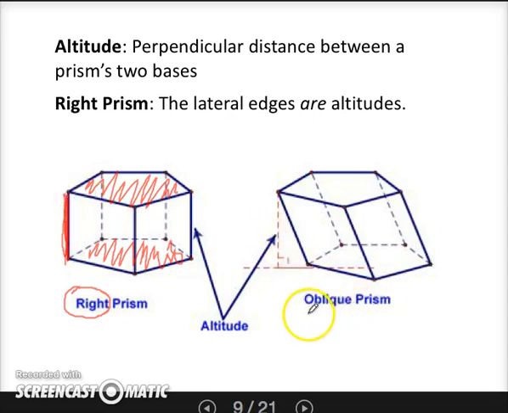The other kind of prism is an oblique prism. That's a prism that's kind of squished over to the side like this. And it's not true in an oblique prism that the lateral edges are also altitudes. The altitude would be a different measurement. It has to be the perpendicular distance from the top base to the bottom base. And in this case, the lateral edges are not perpendicular to the bases.